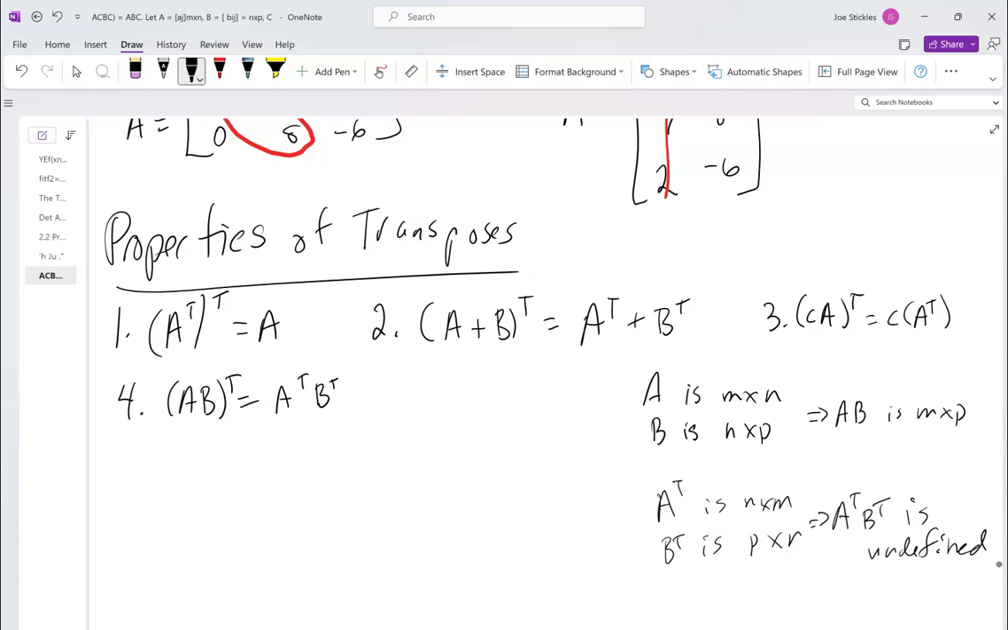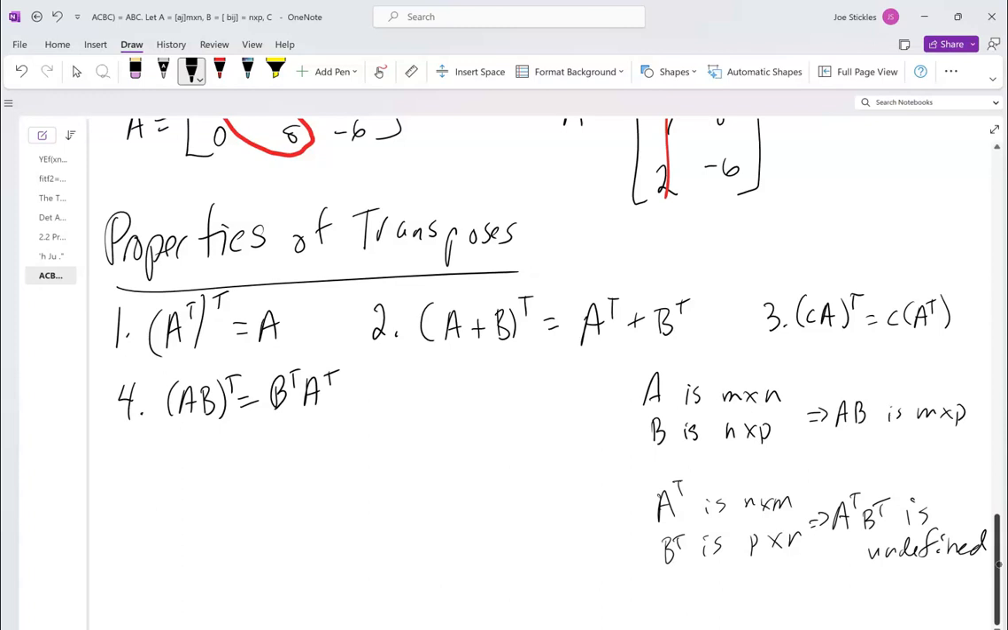It could be B transpose, A transpose, can it? Because the ends match. And that's actually the property. So going back up here, this is why I said don't write that down. There is a property, it's just the other way around. The transpose of a product is the product of the transposes in the reverse order. It has to get flipped around.